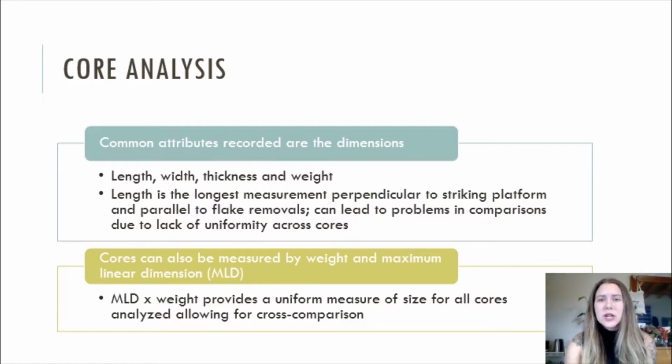This can be a little bit confusing when looking at a core that has removals from multiple directions and has multiple striking platforms. This can also lead to problems in comparisons due to lack of uniformity across cores. So to address these complications, some scholars, including Andrzejewski, use another measurement to analyze and compare core measurements. This is by taking the maximum linear dimension, which is the greatest surface area of the core, and multiplying it by its weight. This provides a uniform measure of size for all cores, which allows for cross comparison without any errors, as opposed to utilizing the length.